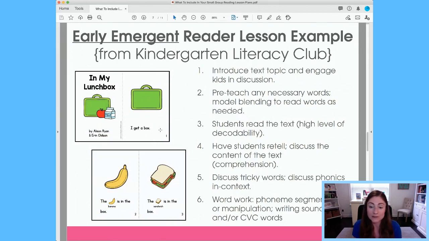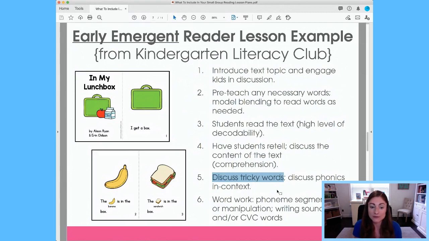We can provide support if we need that, but we're trying to get them to practice, apply that phonics knowledge as much as possible. So that's why I want a high level of decodability. After the kids read, they're going to retell, we're going to discuss the content of the text, some comprehension, asking them some questions. In the full Kindergarten Literacy Club lesson plan, we give you questions to discuss with them.